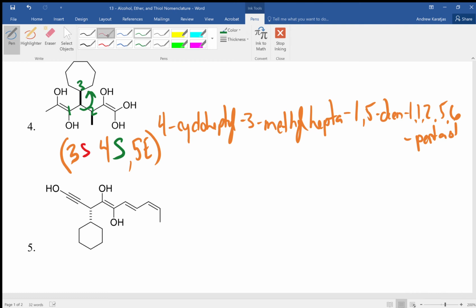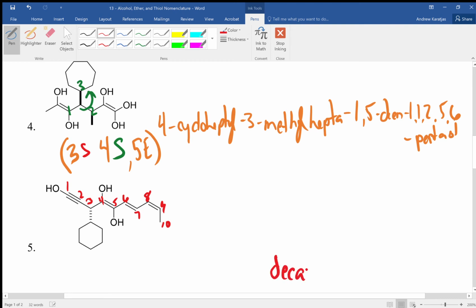Alright, for this one, we're going to start all the way on the left, because that again gives our alcohol the lowest possible number. So that's decane, and it's going to be deca-6,8-diene, 1-yne, and then the 3 alcohols are 1, 4, and 5 triol.